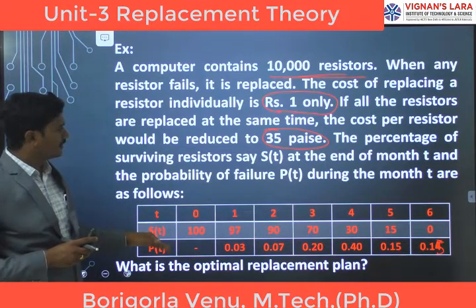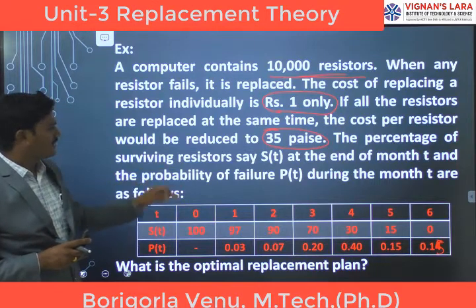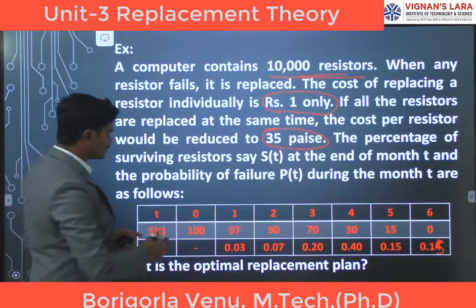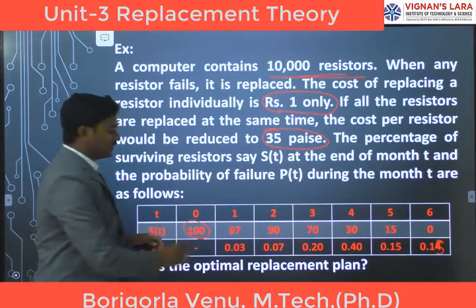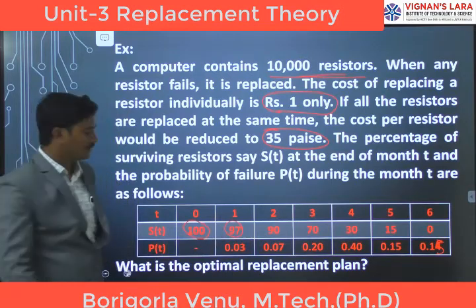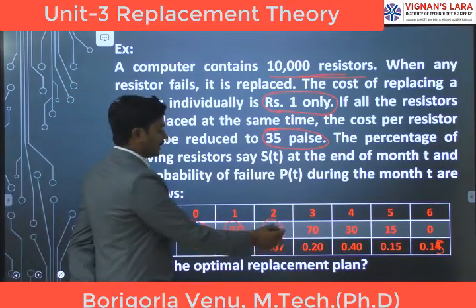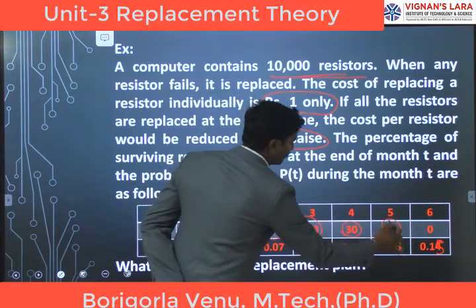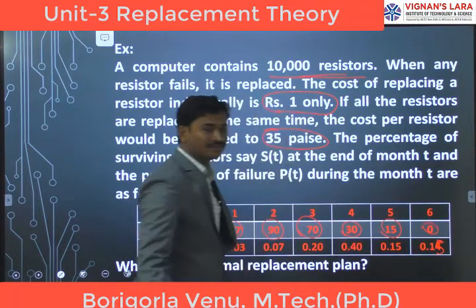failure. Here they are given the percentage of surviving resistors. First, at the 0th month 100 resistors were taken. Then in the first month those are 97%. It means 3% have failed. Then second month 90%. Third month 70%. Fourth month 30%. Fifth month 15%. Sixth month 0.